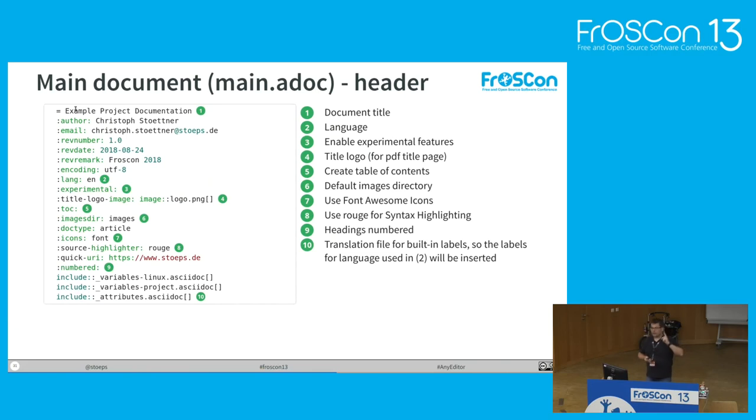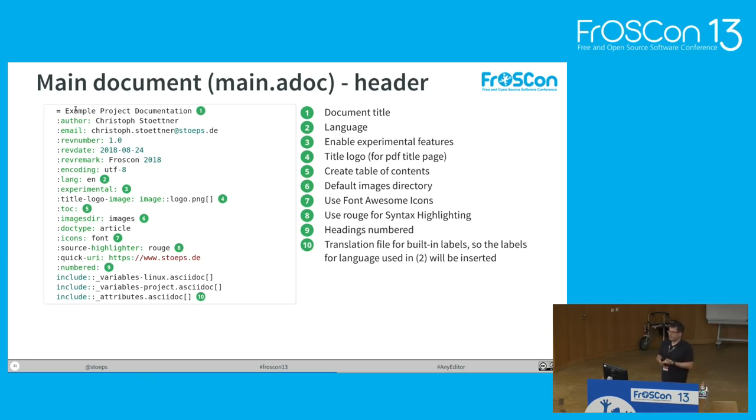So let's start with the document header. That's quite important. So the first one is the title equals example project documentation. There's an author, an email, a revision number, revision date, and a remark. We will see it later in HTML in the bottom line. In PDF, I think it's on the first or second page. We have a language, English. We will see it a little bit later.